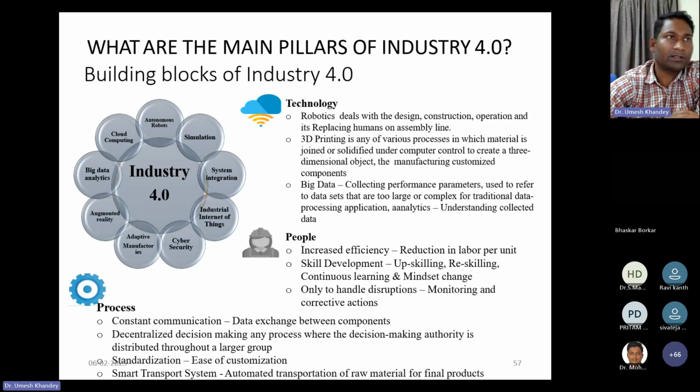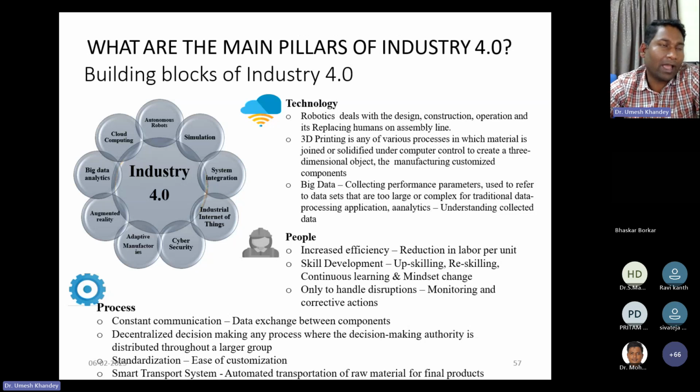3D printing is any of various processes in which material is joined or solidified under computer control to create a three-dimensional object, for manufacturing customized components. So whatever customized component you need, you can now build with the help of a 3D printer.